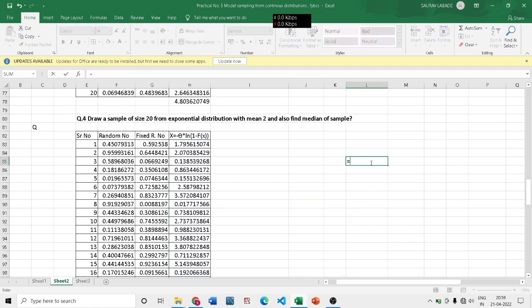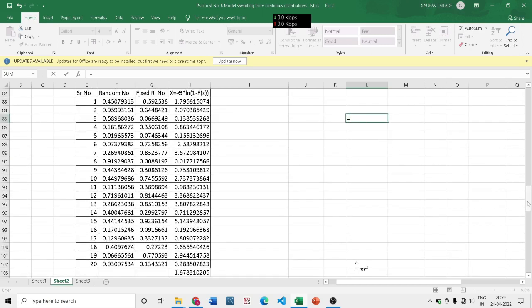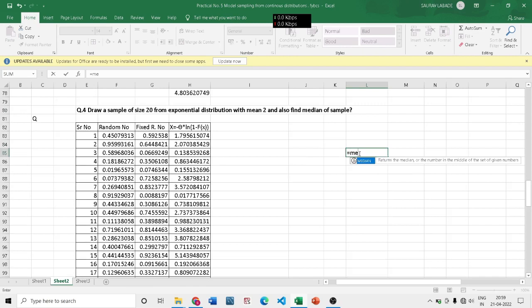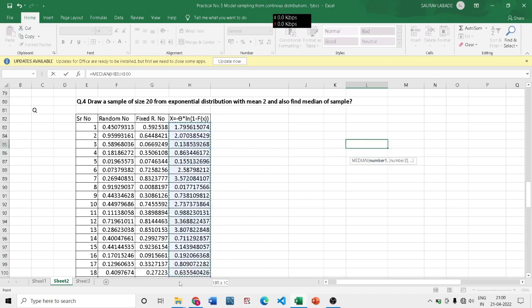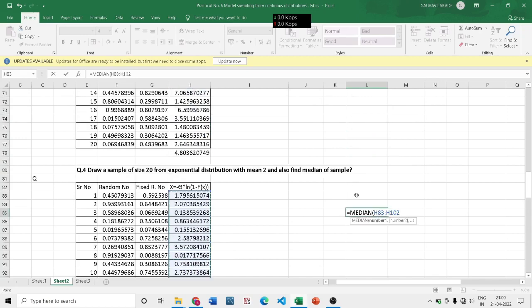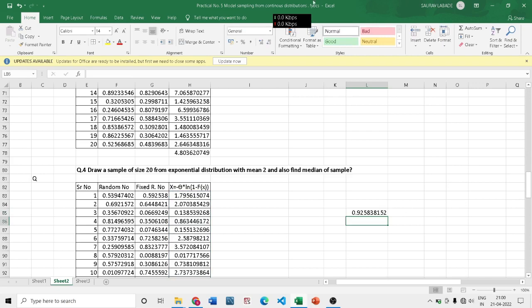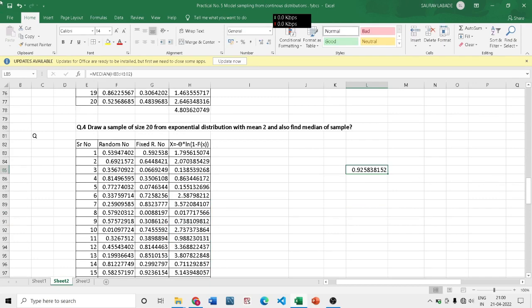Here there is a simple function in Excel for finding the median. I have to find the median of these samples, all these samples. So I use equals median, right? Here it is written as median, and in the function they have given the information about that particular function. Median of all these numbers. I close the bracket and enter the value, which is 0.925838. So this will be your median for that particular thing.